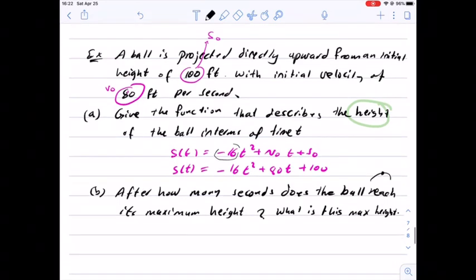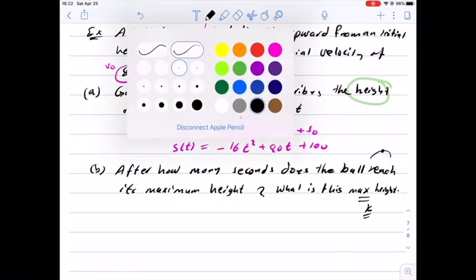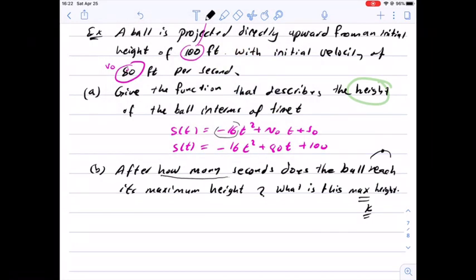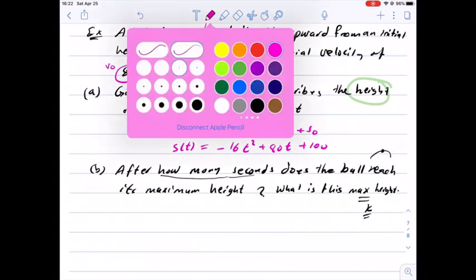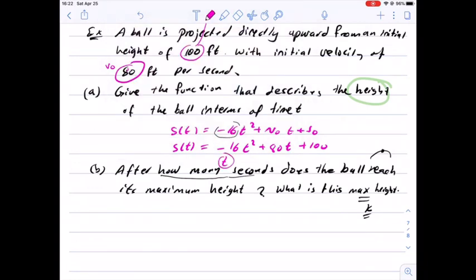Now, in this case, we need to find k. So we first find after how many seconds, that means we need to find t, that makes the height maximum. This point is (h, k). So to find this vertex, this is the maximum. H represents the time t, and k is the maximum value, the maximum height. So that means we need to find the vertex.